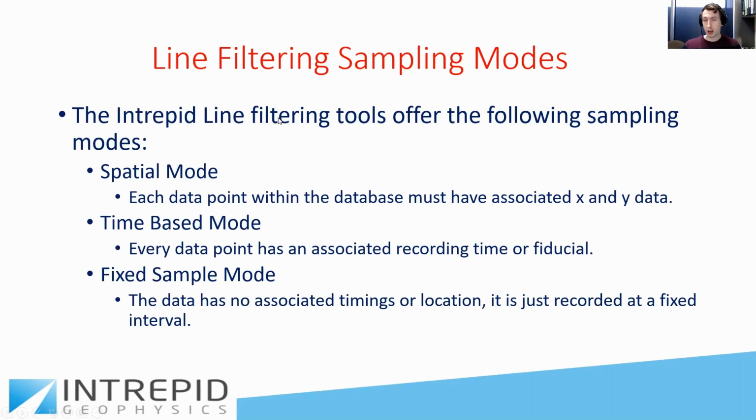In the Intrepid line filtering tool, you'll have a number of different sampling modes. So you can have spatial mode, where each point in the database needs to have an associated X and Y parameter. A time-based mode, where every data point has to have an associated recording time or fiducial. And a fixed sample mode, where there's no associated timings or locations with the data points. You just know that the data point is recorded at fixed intervals.